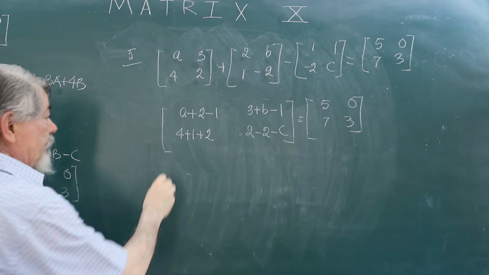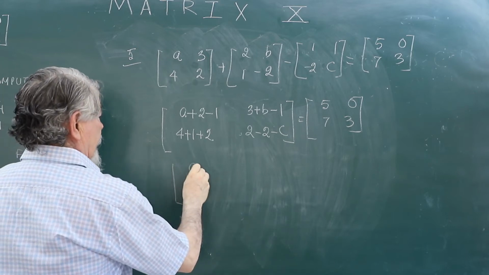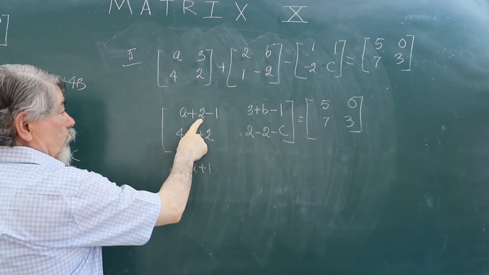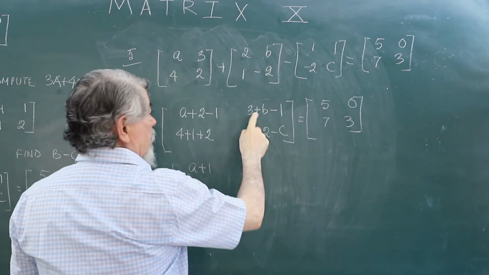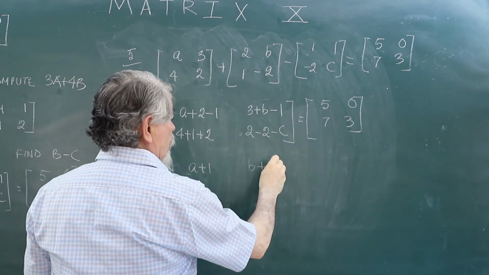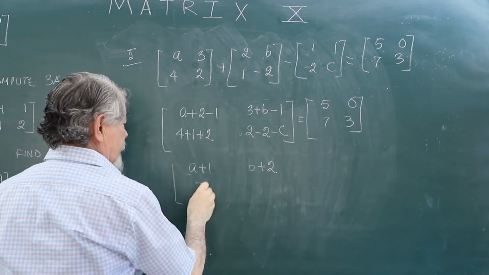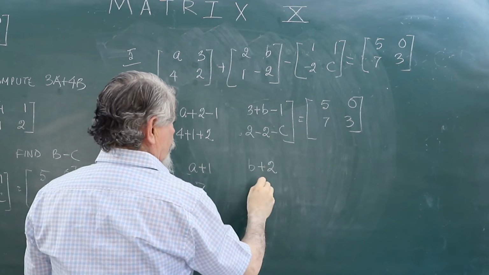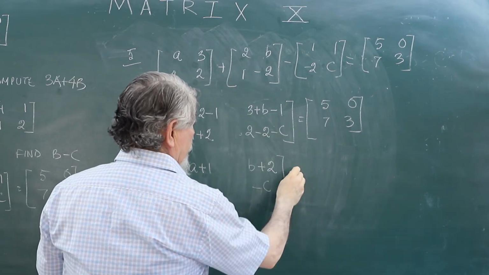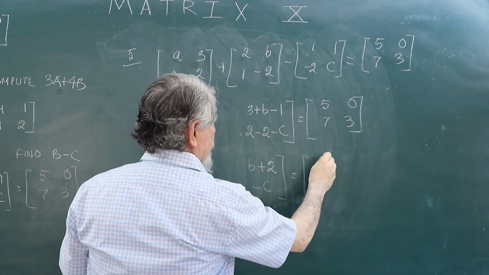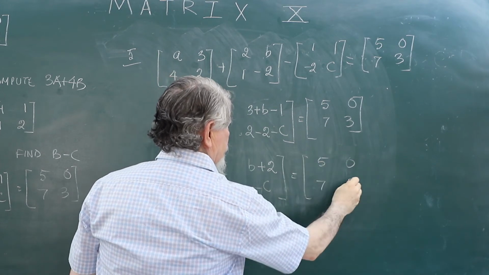So it will become A plus 1, 2 minus 1 is 1, B plus 2, 3 minus 1 is 2, 4 plus 1, 5 plus 2, 7, and 2 minus 2 will cancel, minus C will be equal to 5 0 7 3.